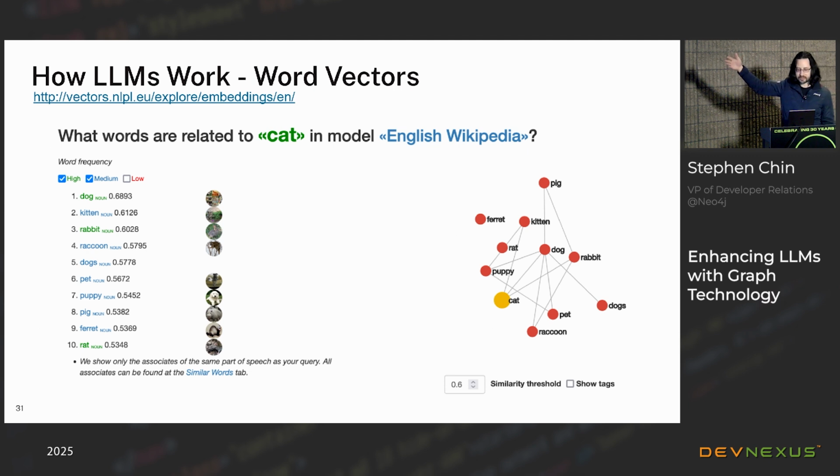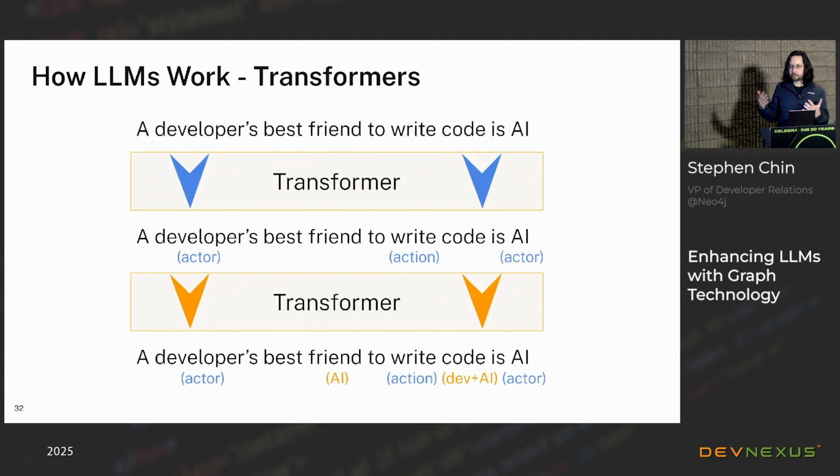So here you can see, in this example, a cat is closely related to animals which are kind of home pets, like puppies and kittens, but fairly distant from pigs or ferrets. So there are relationships between things, but you could think of a whole bunch of different things: is it a domestic pet? What size is the pet? What sound does it make? All of this information is encoded into the model for how it represents and thinks about things. And the way it does the encoding is it goes through a bunch of transformer phases. In this sample sentence, "A developer's best friend to write code is AI," each of the transformer stages adds information to the vectors that represents some of the source material.